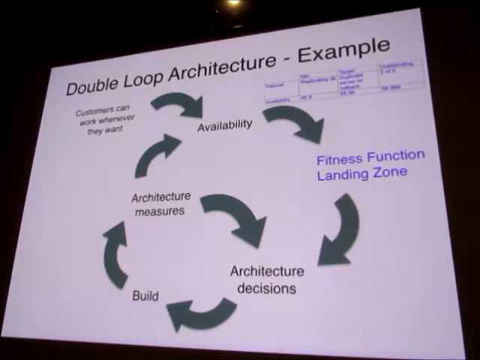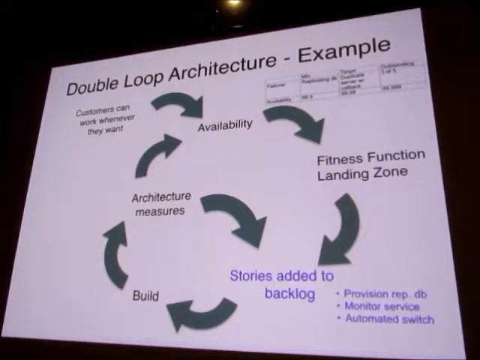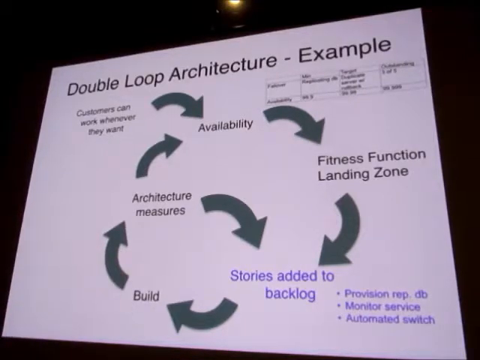Let's say it's minimum. So then that would mean that we're going to add some stories to our backlog. We're going to provision a replicating database. We're going to put in a monitoring service and maybe an automated switch that would switch from one database to the other if we can. So those might not be easy, but at least we've now broken down some architectural work into some sort of stories that we can put into our runway, our architectural runway. This would now be sort of top priority items, if you call that in architecture. And then we build it.